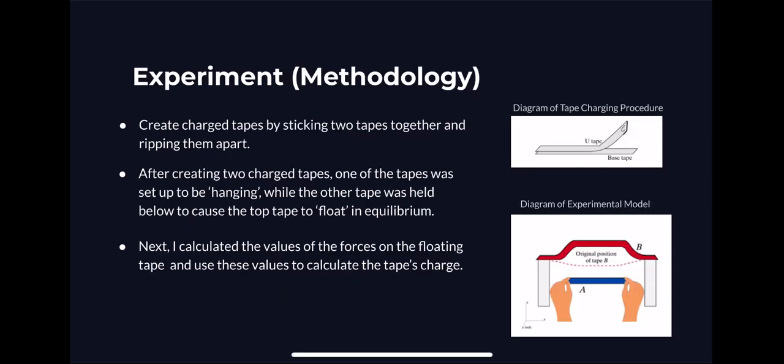The preparation and methodology of this experiment is as follows. First, I had to create multiple charge tapes. This procedure is represented in the top right. After creating two charge tapes, one of the tapes was set up to be hanging, while the other tape was held below to cause the top tape to float in equilibrium. This is depicted in the diagram to the bottom right. This model gave me the tools to make several important calculations involving the tape's charge.